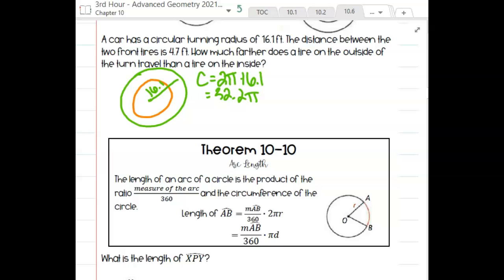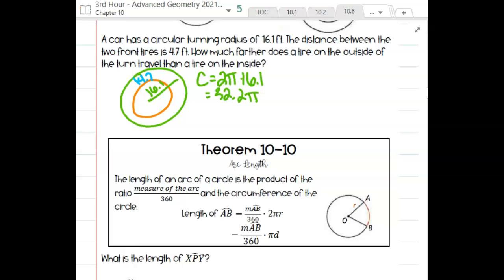Now I need to find the distance the inside tire travels. So I need either the diameter or the radius of that inside circle. But the information they give me is the distance between the two front tires, so this distance right here. That is 4.7 feet.